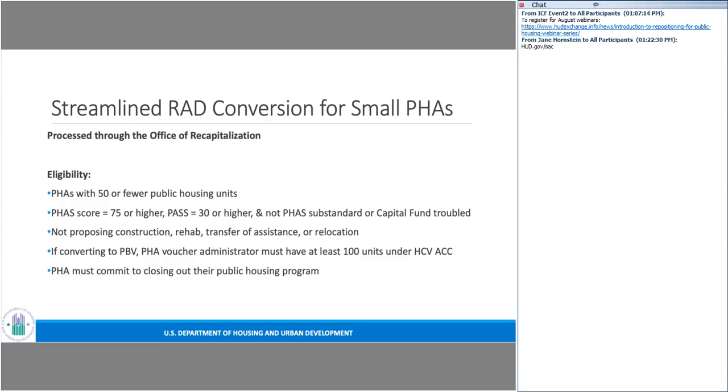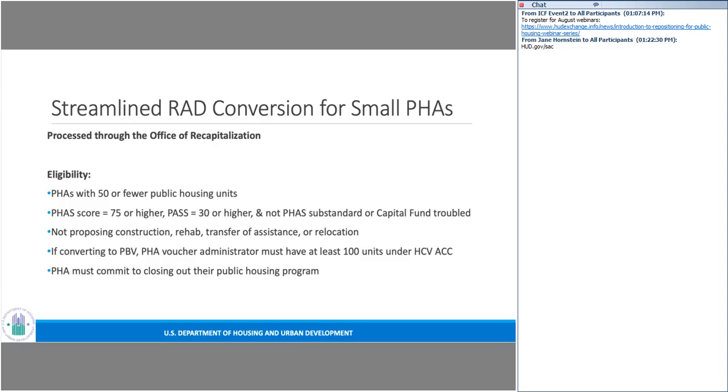If down the road the property needs rehab and the PHA wants to take out a loan or something to perform that rehab, that is fine. But at the point of conversion, we're just looking for very simple plans, changing the subsidy stream, a straight conversion. Just a few other requirements.